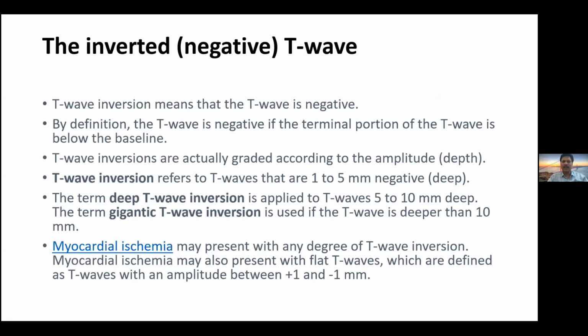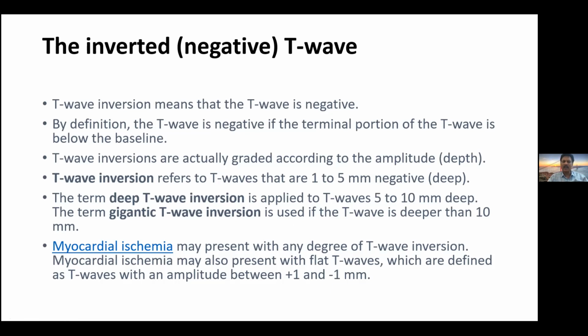The most important thing here for ischemia is the inverted, negative T wave. T wave inversion means that the T wave is negative. By definition, the terminal portion of the T wave is below the baseline. T wave inversions are graded: mild, 1 to 5 millimeters, is just possible ischemia. Then there is deep T wave inversion, or sometimes gigantic T wave inversion. Usually the gigantic T wave inversion occurs in a CVA. Deep T wave inversion will be there, and you see it in hypertrophic cardiomyopathy like that.